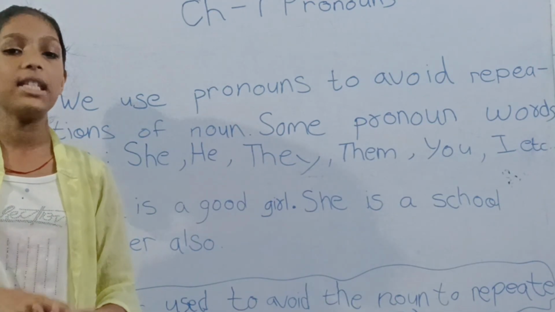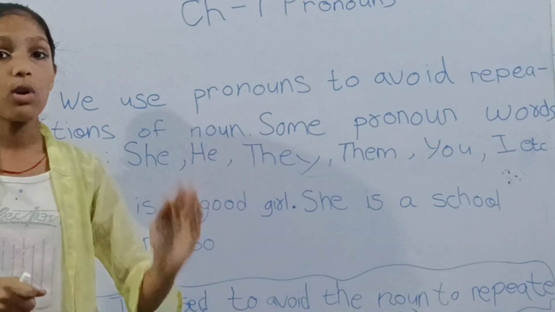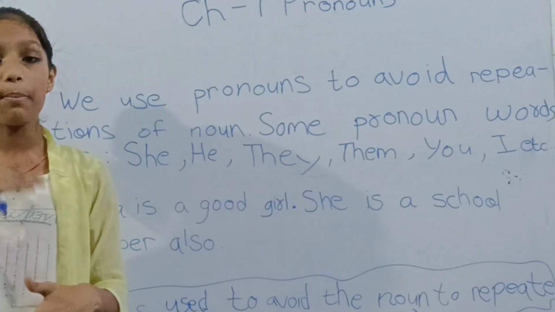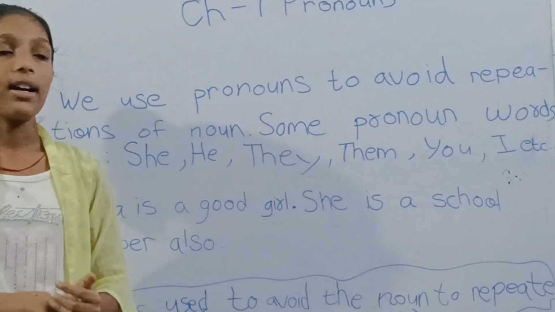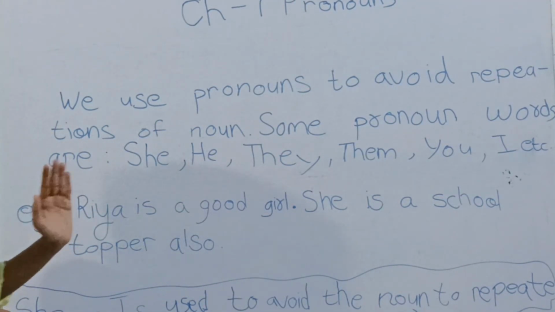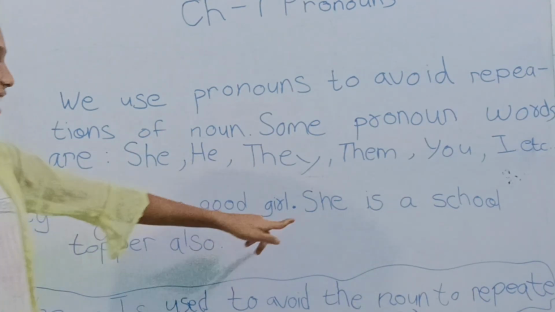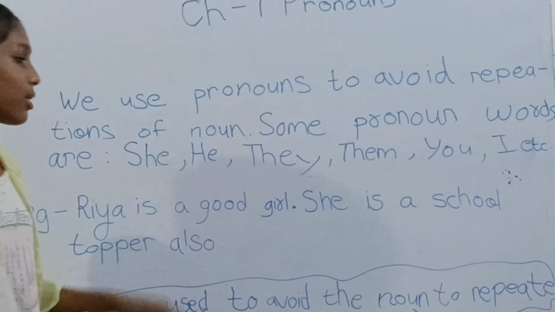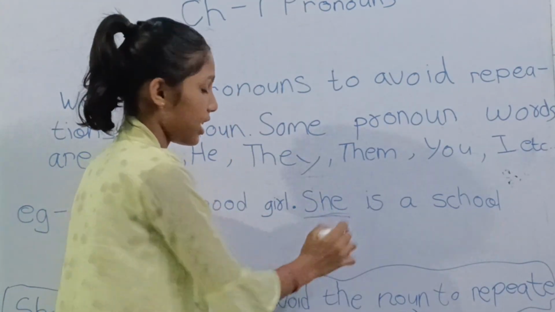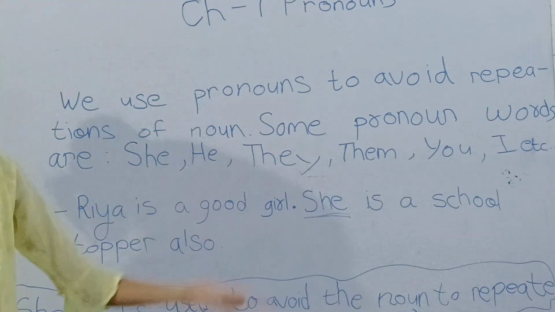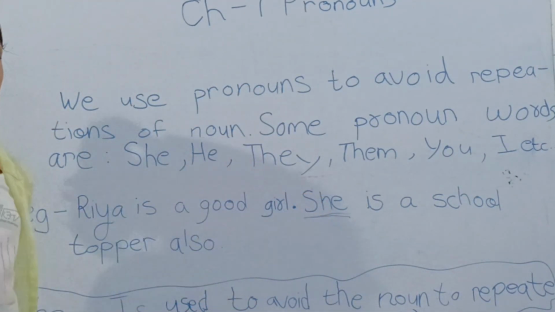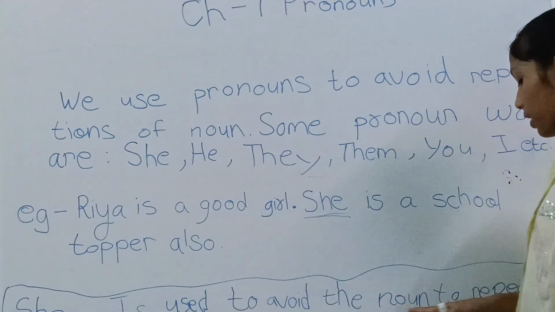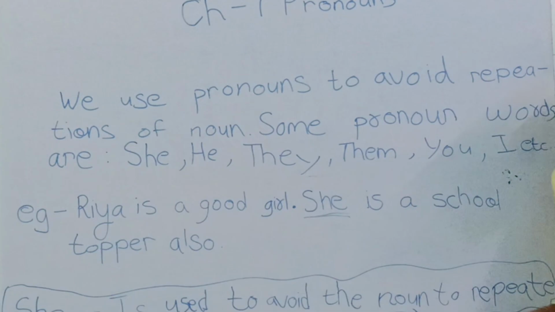So pronoun means, we can say pronoun is used to avoid the repetition of the noun. Here, an example is: Riya is a good girl. You can't say again, Riya is a school topper also. So we are going to replace it. She, here the word she is replacing the word Riya. So: she is a school topper also. So here she is used to avoid repeating the noun.